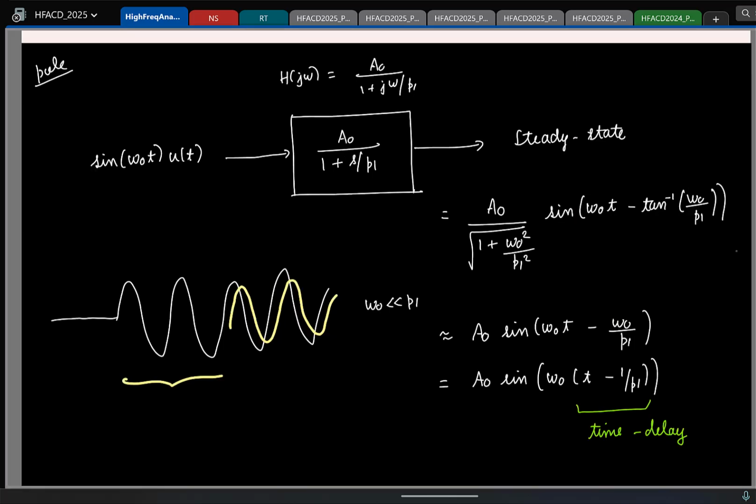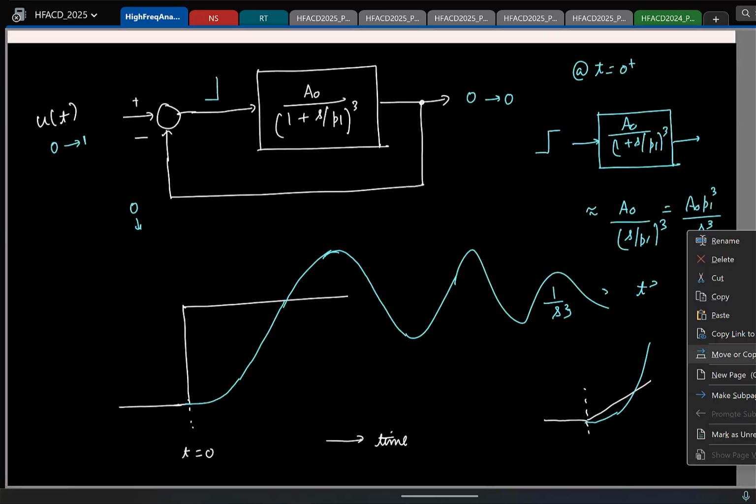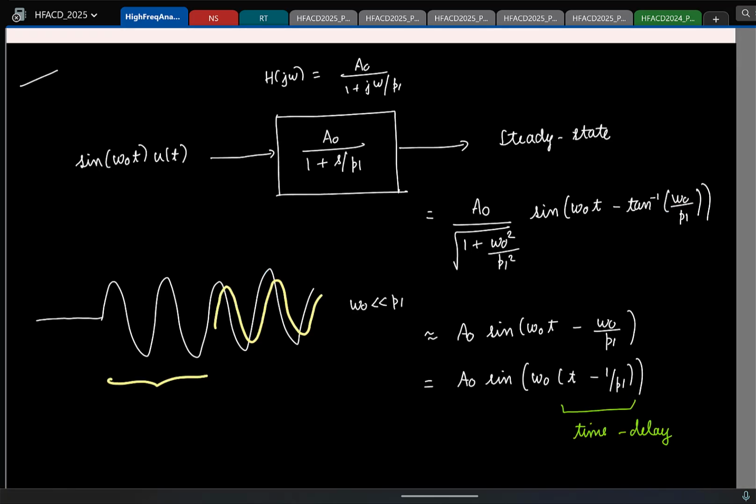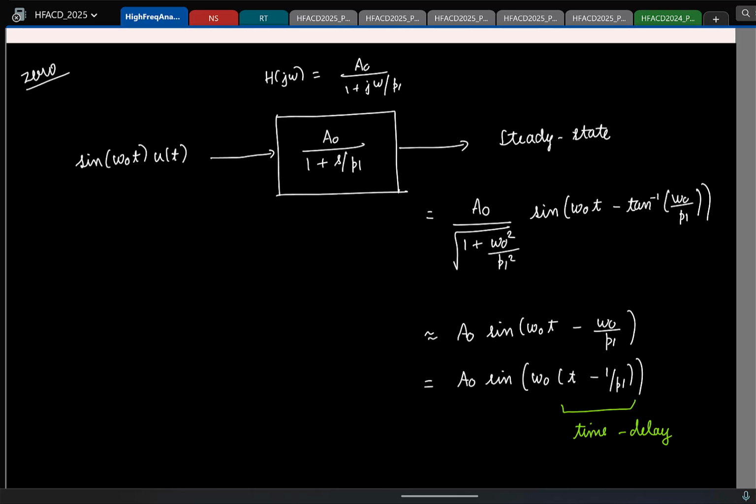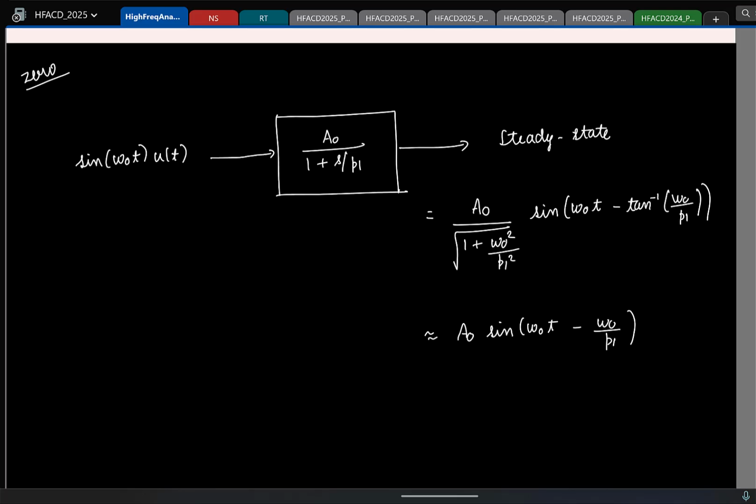I'll erase all this. So if I have a 0, how should the system transfer function look like? I'll just assume it is a0 into 1 plus s by some z1.